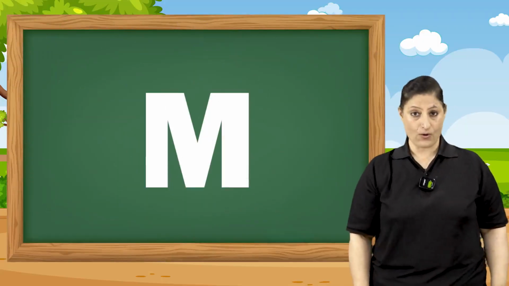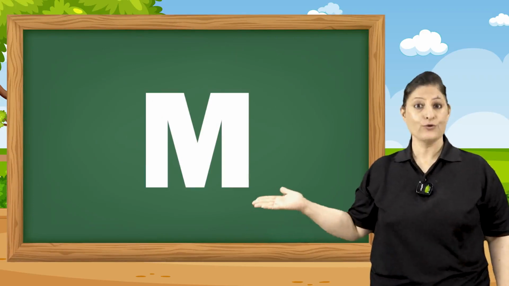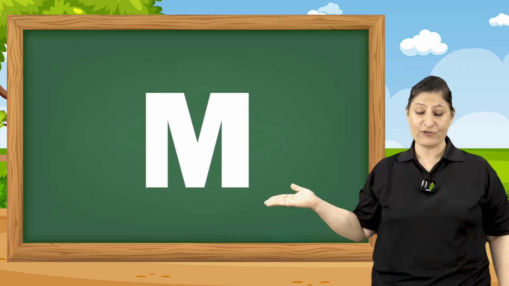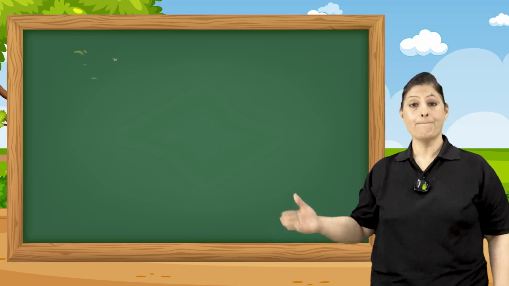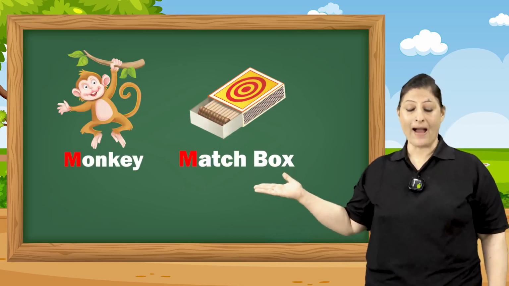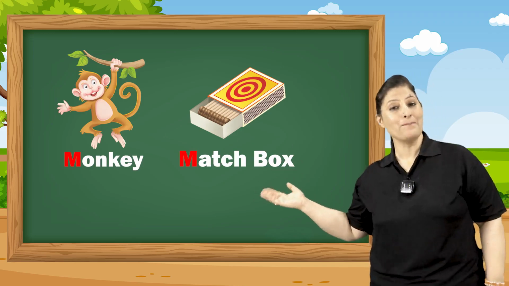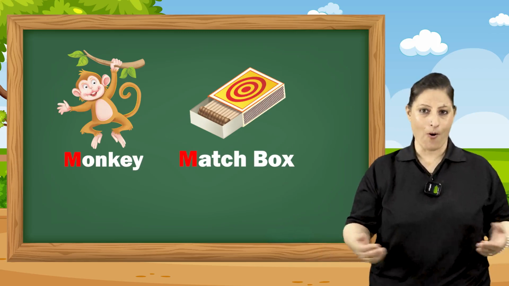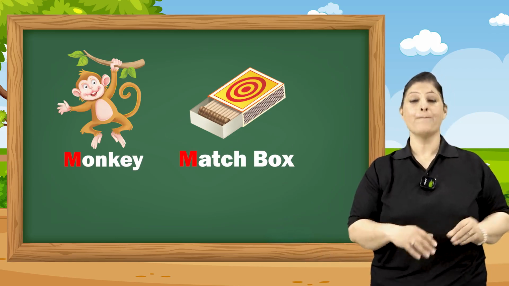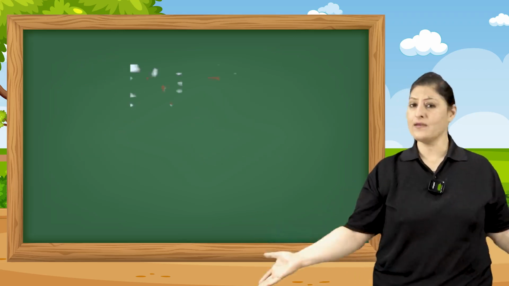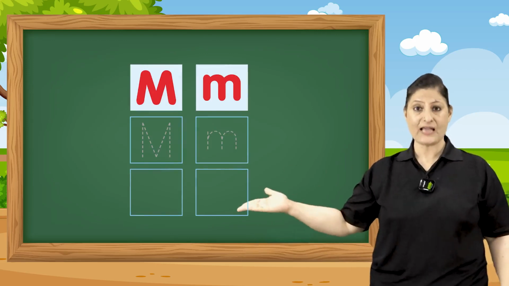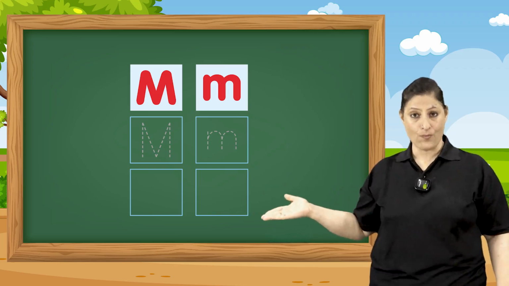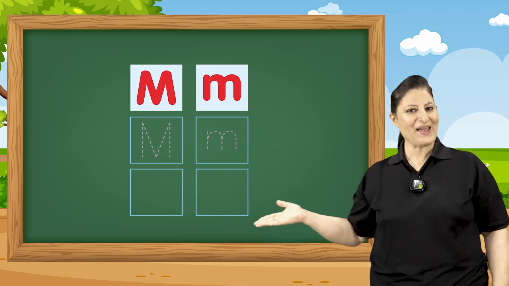Yes, very good children. Now let's all revise letter M. You all know that this is letter M which says the sound M. M, monkey. M, matchbox. And M, mango. Mom, isn't it? Yes, children. Mad. So many vocabulary words we can form with letter M. You know, this is capital M and it's a small m or a baby M.